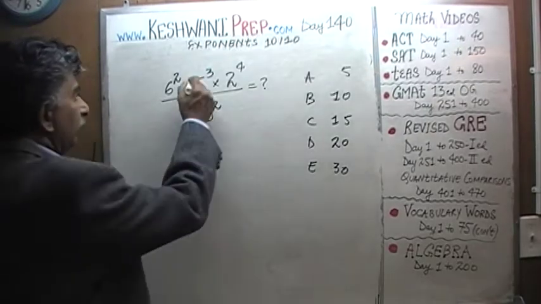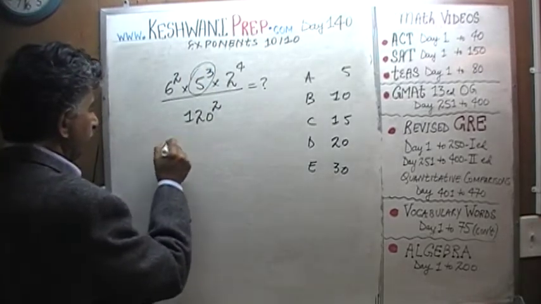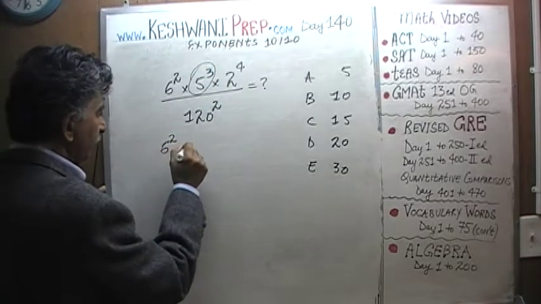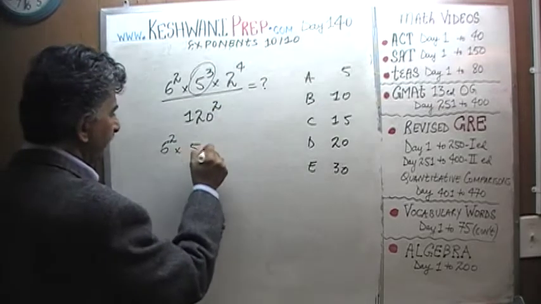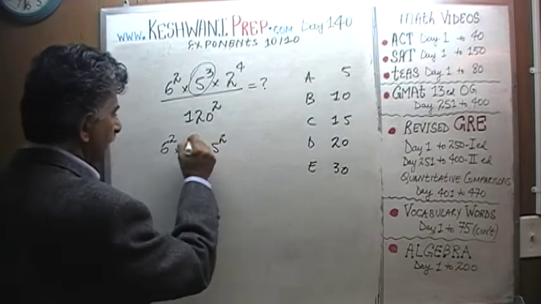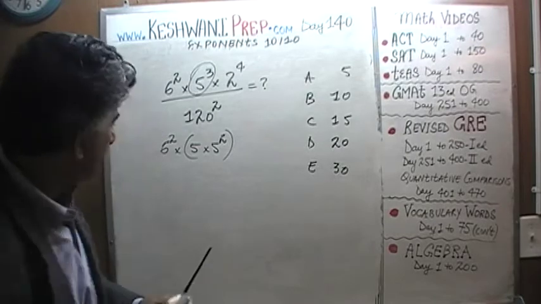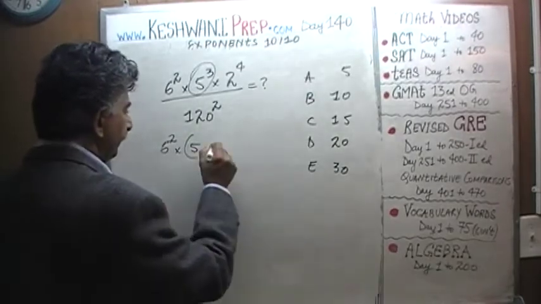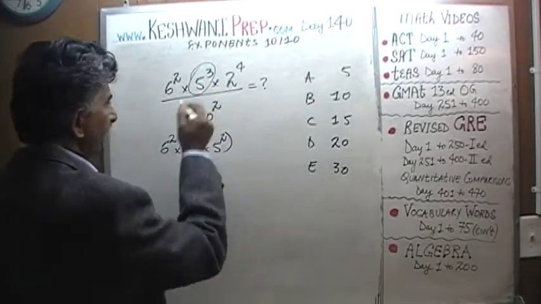For example, we have 6 squared times 5 to the third, and 5 to the third can be written as 5 times 5 squared. 5 times 5 squared is 5 to the third.